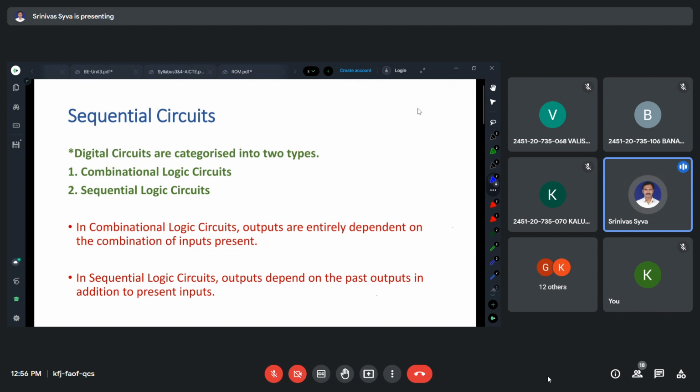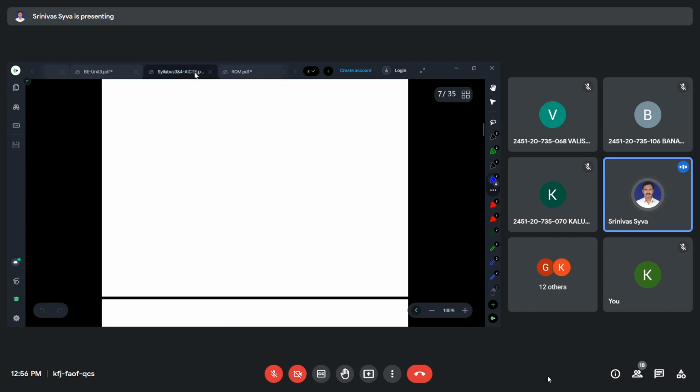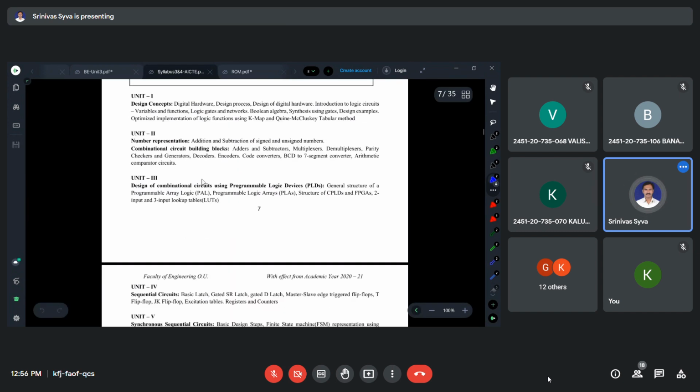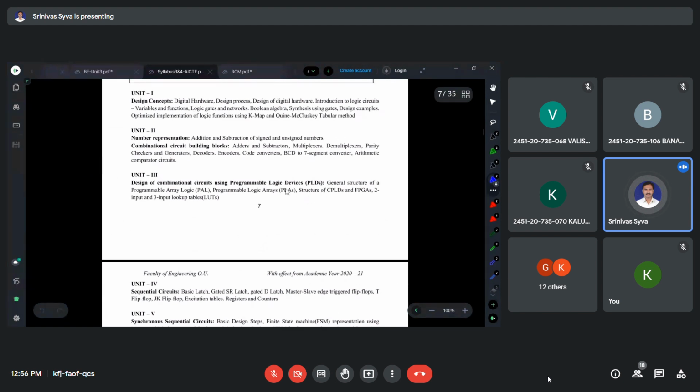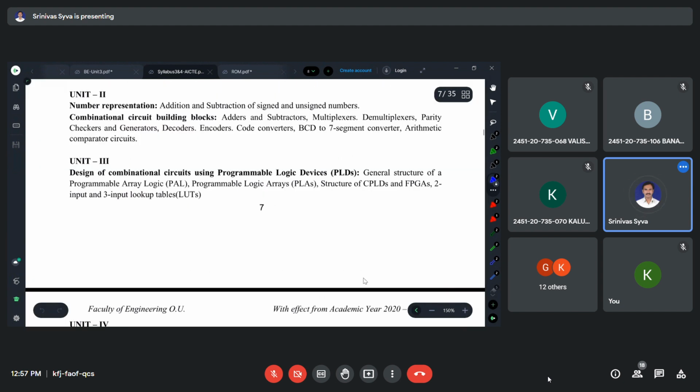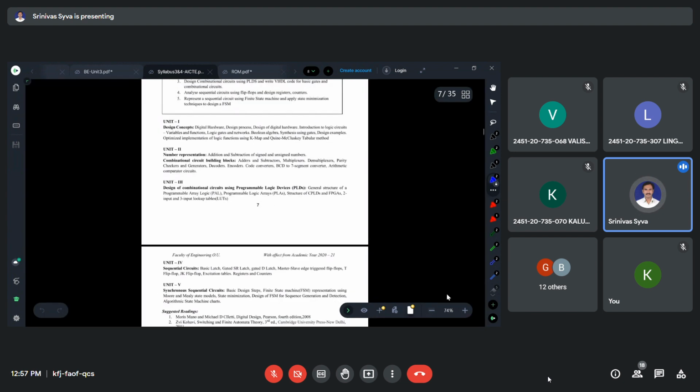So first, see our syllabus. In unit 3, the main topics were covered. Here, are you seeing this syllabus? Am I sharing properly or not? I am just checking.